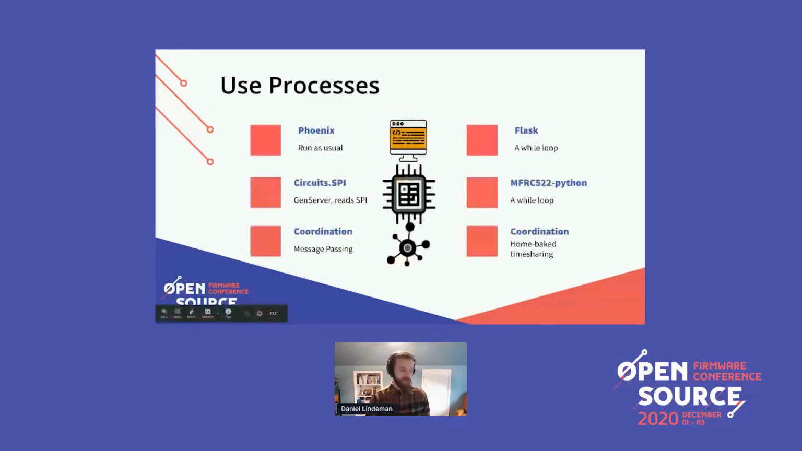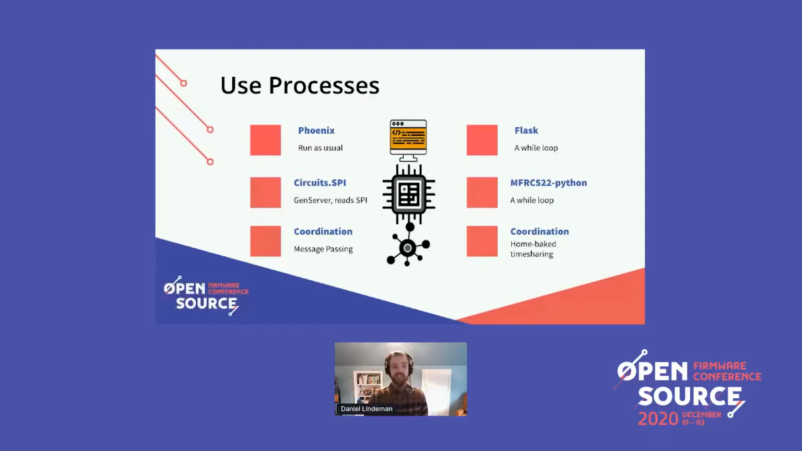So in Nerves and in Elixir, I can use processes. Phoenix is also a web framework in Elixir. And if I run that, it runs in its own process, which means it's run as usual, as expected. Whereas Flask is in a while loop and it's holding the entire interpreter.